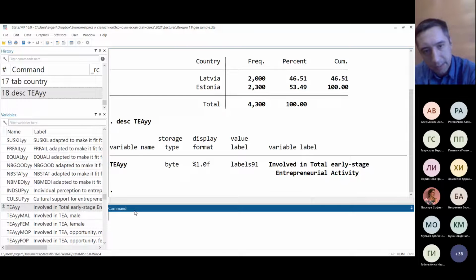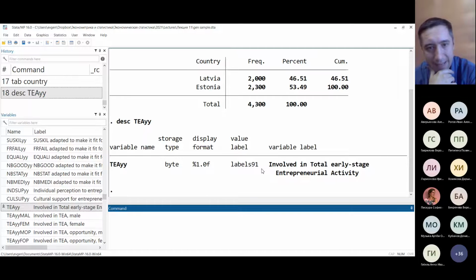Well, also in this table, I see interesting information. First, I see that there is a column storage type. What does that mean? It shows that my variable is byte. If my variable is byte, it means that my variable is a binary one. Display format is a format to display numbers, so it means that it displays numbers as whole numbers. And also we have a column value label. And what does that mean?